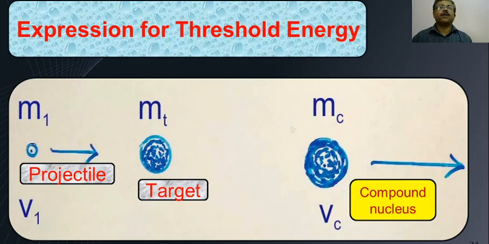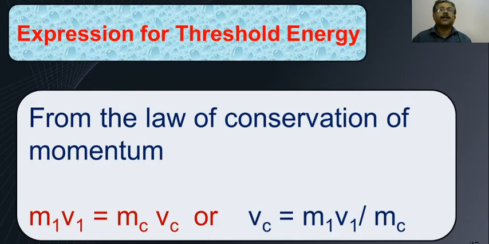Let us look for the expression for threshold energy. For that we will consider the projectile whose mass is M1 and a target nucleus whose mass is M2. For the time being, let us consider that because of the collision, they coalesce and move together as a compound nucleus. If Mc is the mass of the compound nucleus and vc its velocity in the same direction, we can write using the conservation of momentum principle that m1 v1 is equal to Mc vc, or vc is equal to m1 v1 by Mc.